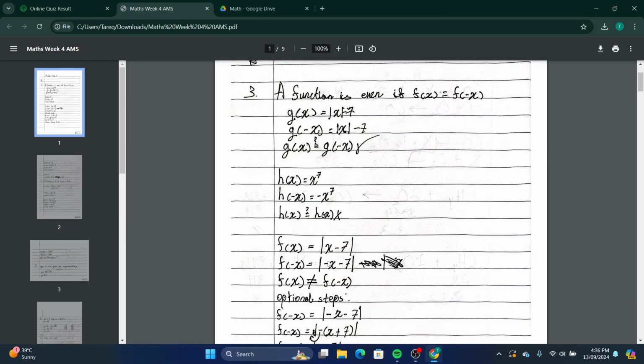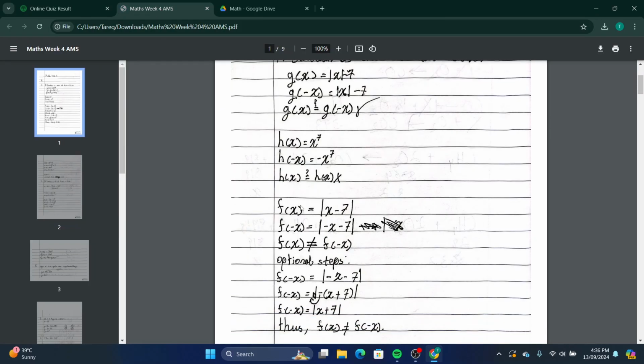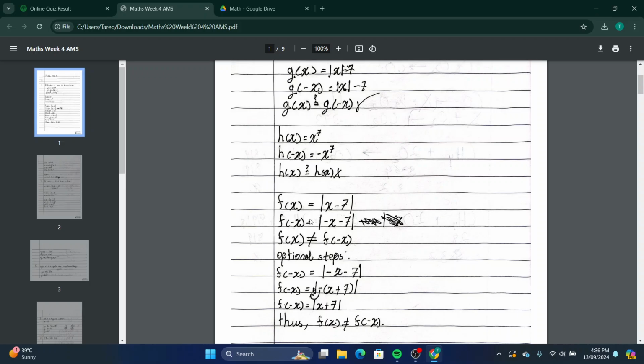Okay, now we have f of x is equal to the absolute value of x minus 7. Okay, f of negative x is negative x minus 7. As you can see, this is not the same, so they're not equal. Now, if they give you a harder question, like an absolute value that's uncertain, you're not going to be unsure of your answer.